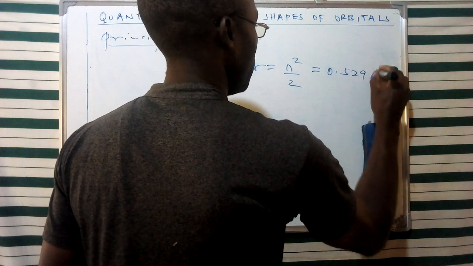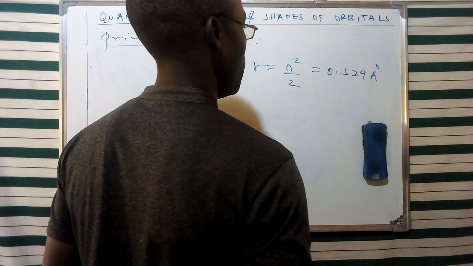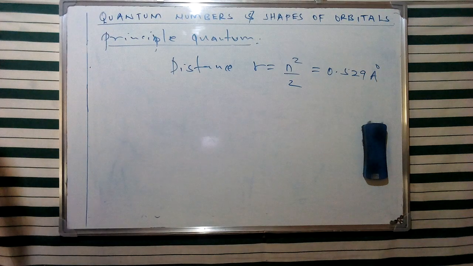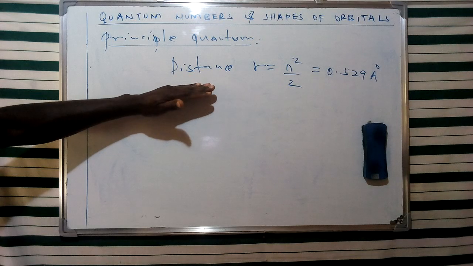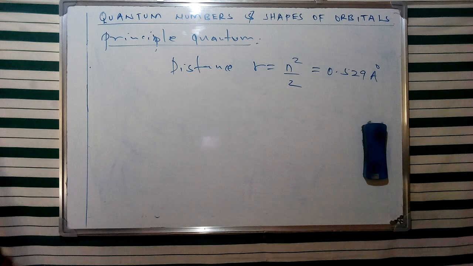And this was equivalent to 0.529 angstroms. And this denoted the distance between the nucleus and, of course, an electron in a hydrogen-like species.